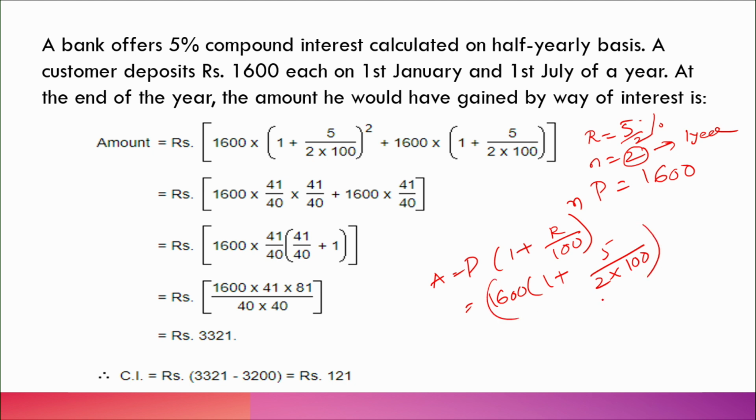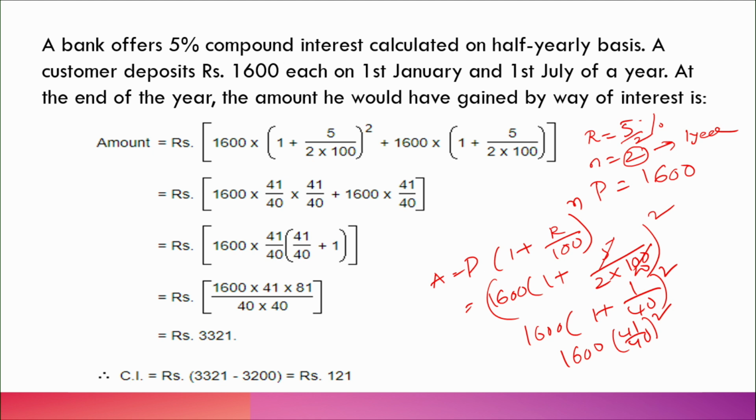And what is n here? For 1 year, how many half years do we have? We have 2 half years, or 2, correct? Okay. So, what value will come here now? Now, observe, this becomes 1600, now 5 ones are 5, 5 twenties are 100, means 1600 of 1 plus 1 by 40 whole square, or 1600 of 40 ones are 40 plus 1, 41 by 40 whole square. So, it becomes, whole square means 1600 of 41 by 40 into 41 by 40.